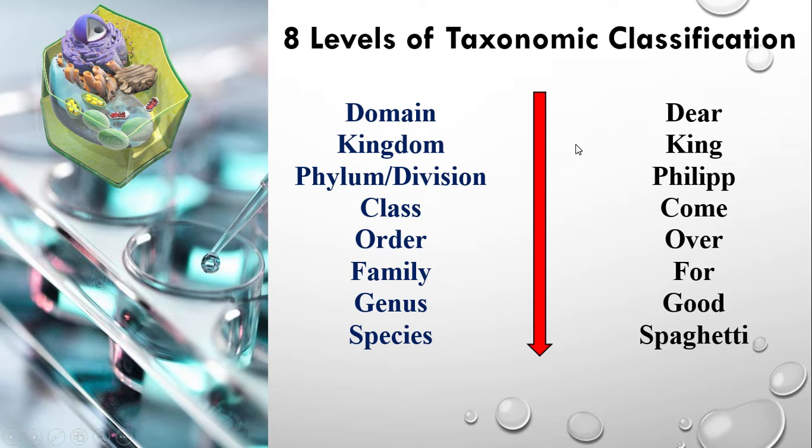Okay, so again, to remember easily the hierarchy of taxonomic classification, just remember this sentence: Dear King Philip, come over for good spaghetti. Domain, kingdom, phylum, class, order, family, genus, and then the species. The species is the most specific organism.